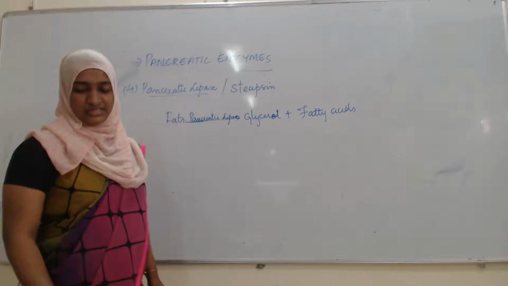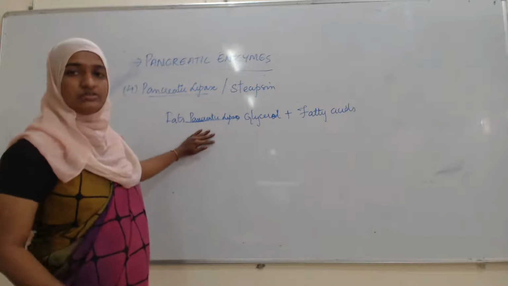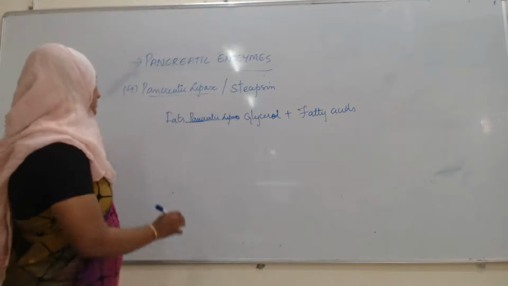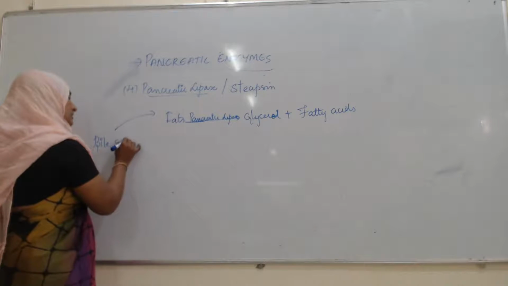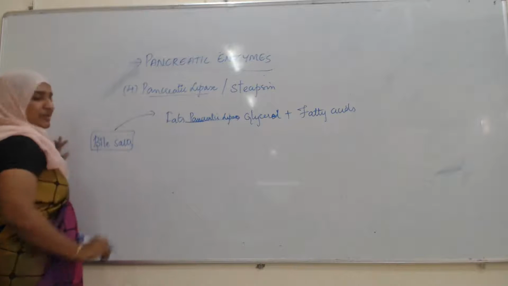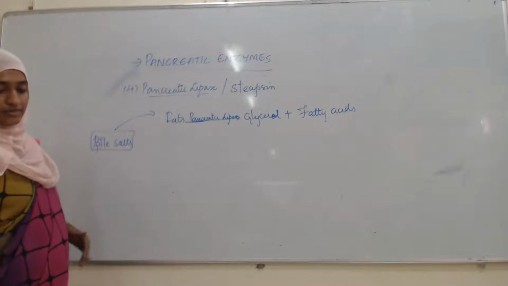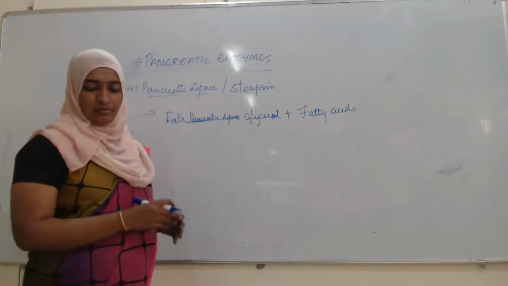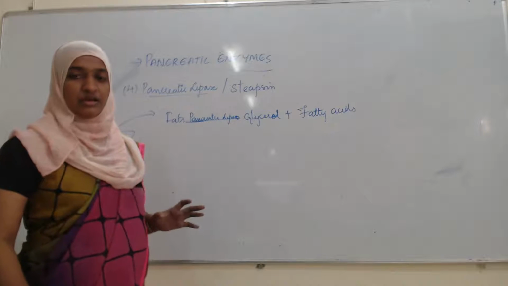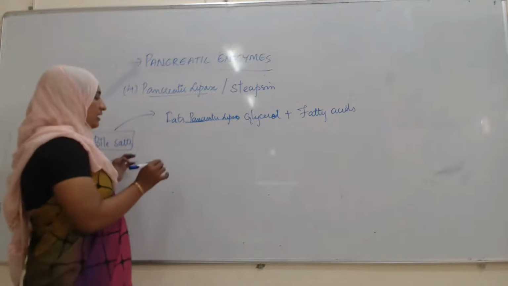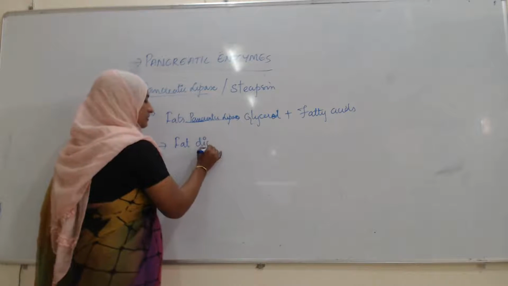Its activity is accelerated by the presence of bile salts. Whatever reaction is going to take place is accelerated by the bile salts. Bile salts will be present in the bile juice, which is secreted from the liver. Further we will talk about that. So pancreatic lipase is by far the most important enzyme concerned with fat digestion.